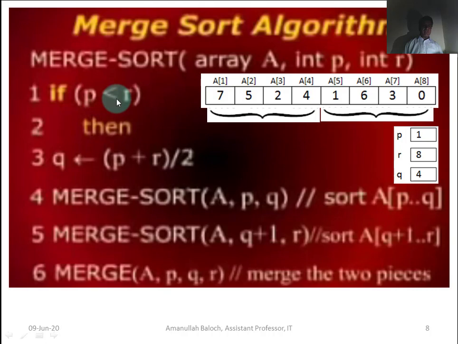And if there is more than 1 element, let's suppose 8 elements, then P will be 1, R will be 8, and 1 is less than 8, yes, it will move forward and execute the line number 2, 3, 4, 5 and 6, all other lines. So if there is a single element in an array, it will return back from this stage, and if there are more than one element, it will go onward and process the Mergesort again and again, and also the merging process.